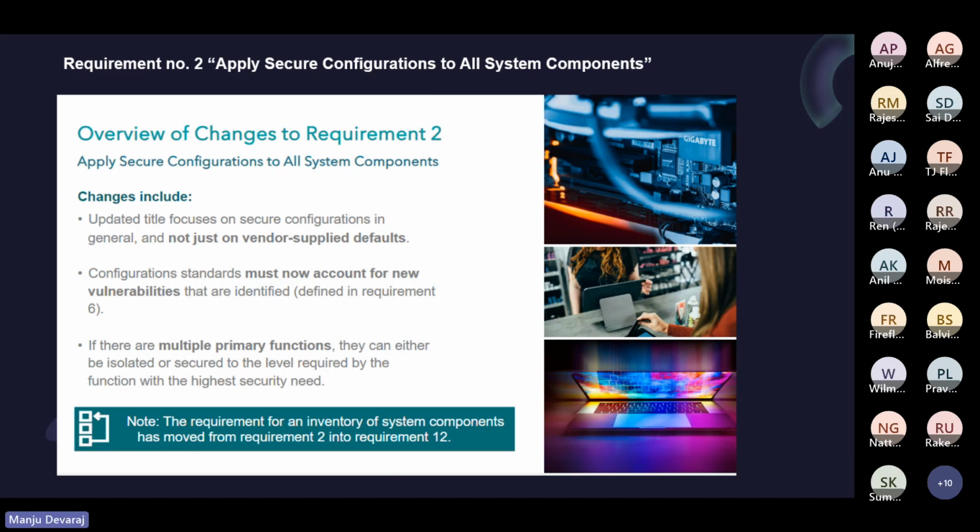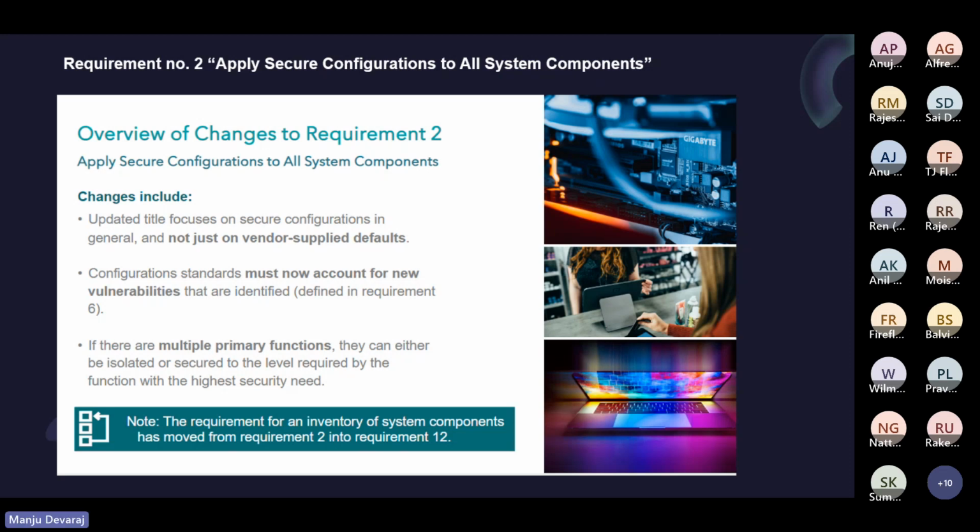So now, further, the overview of changes to requirement number 2. There are a lot of tweaks, updates, changes on the terminology of the words, right? Vendor default. They were talking about vendor default, meaning vendor default passwords and stuff, right? Now things have been made clear. Not just on vendor supply defaults. It says now account for new vulnerabilities that are identified, meaning it's not just talking about the vendor defaults. Everything, all defaults have to be taken care of.